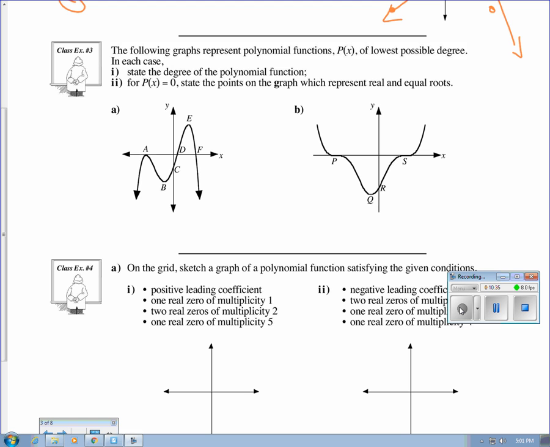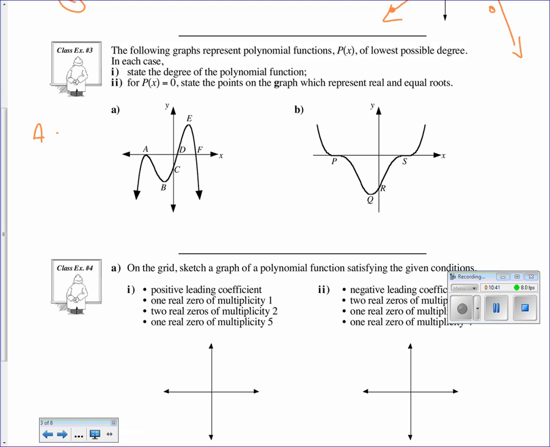We're looking for the lowest degree here, so we get to count our x-intercepts at their lowest value. So A comes in with a 2, D comes in with a 1, F comes in with a 1, which is degree 4. And I'm going to have real and equal roots only at A. A has real and equal roots.